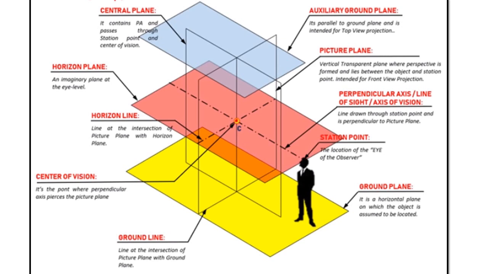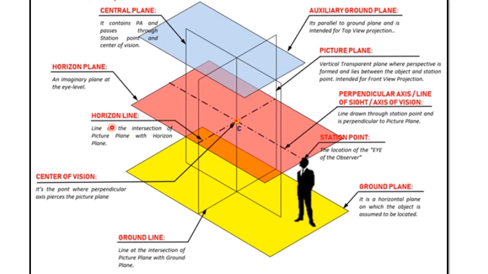There are some more terms to be discussed. First one is ground line. The ground line is the line of intersection of the picture plane and the ground plane. See, this line is the ground line. So the ground plane coincides with the ground line in the front view.